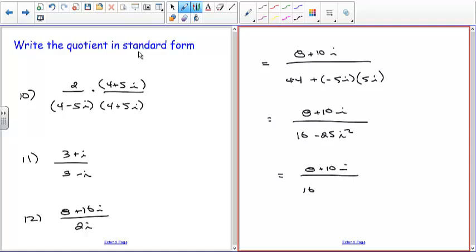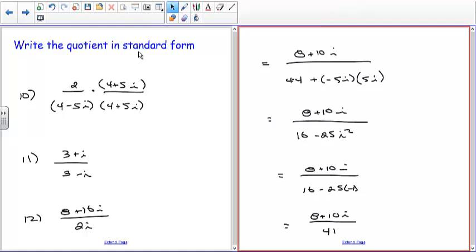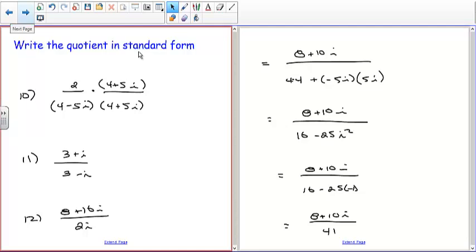Now, i squared is negative 1. So we'll get the numerator 8i plus 8 plus 10i. And then 16 plus 25 is 41, because you have a negative times a negative. So that's your answer. Now, if there was some common factor in all of these, then you could simplify. But in this case, you can't. So that's the final answer.